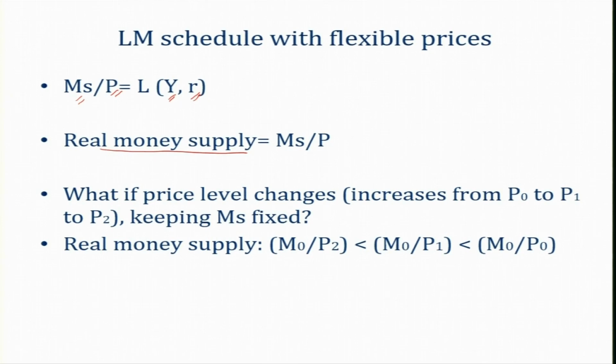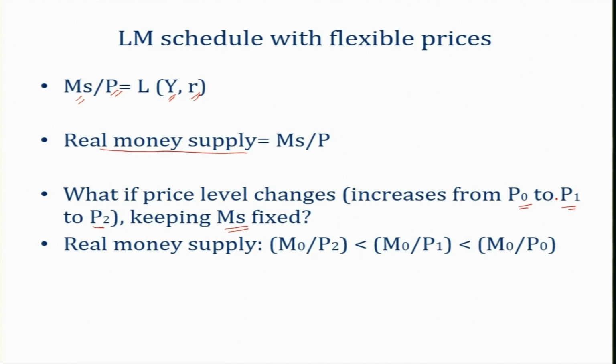When we discuss money supply, we mean real money supply, that means money supply divided by the price level. So, what if the price level changes, that means increases from P0 to P1 to P2, keeping the nominal money supply set by the central bank fixed? For the sake of simplicity, let us increase the price level from P0 to P1, then P1 to P2. How does it affect our ISLM model?